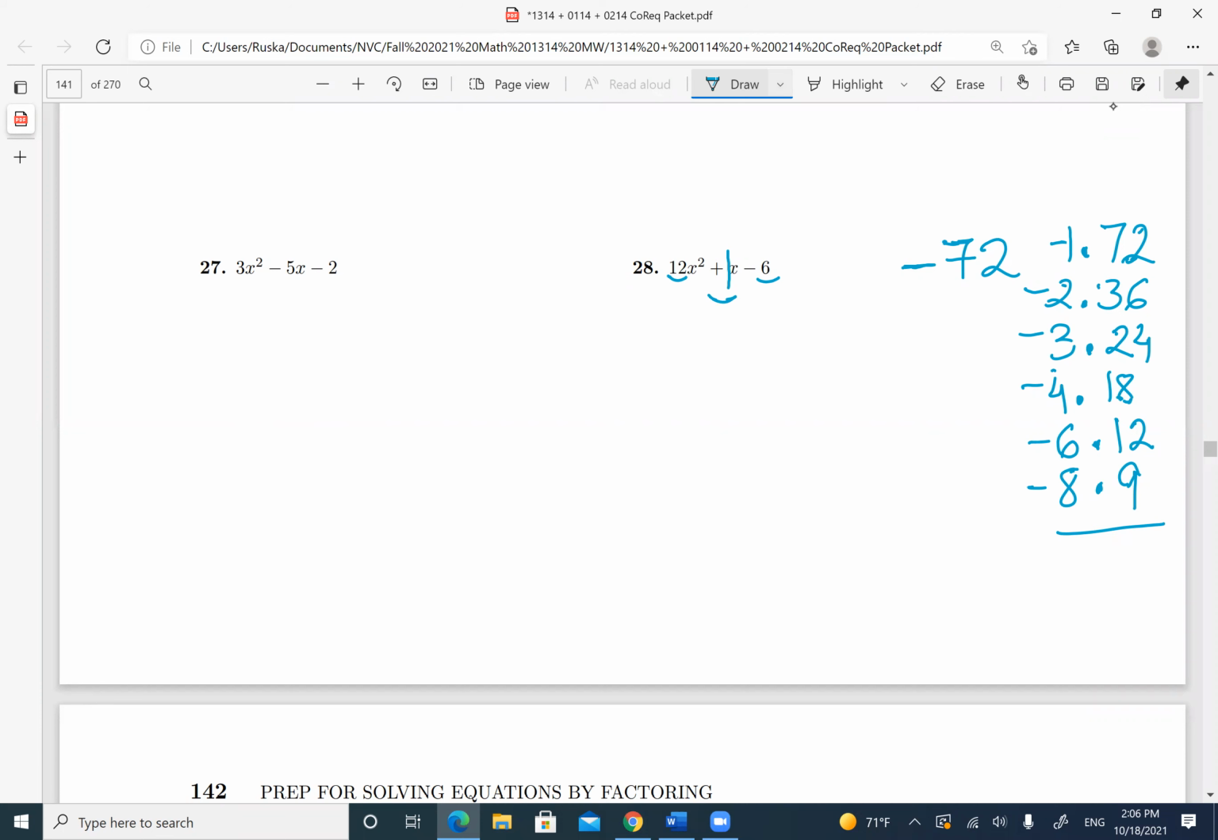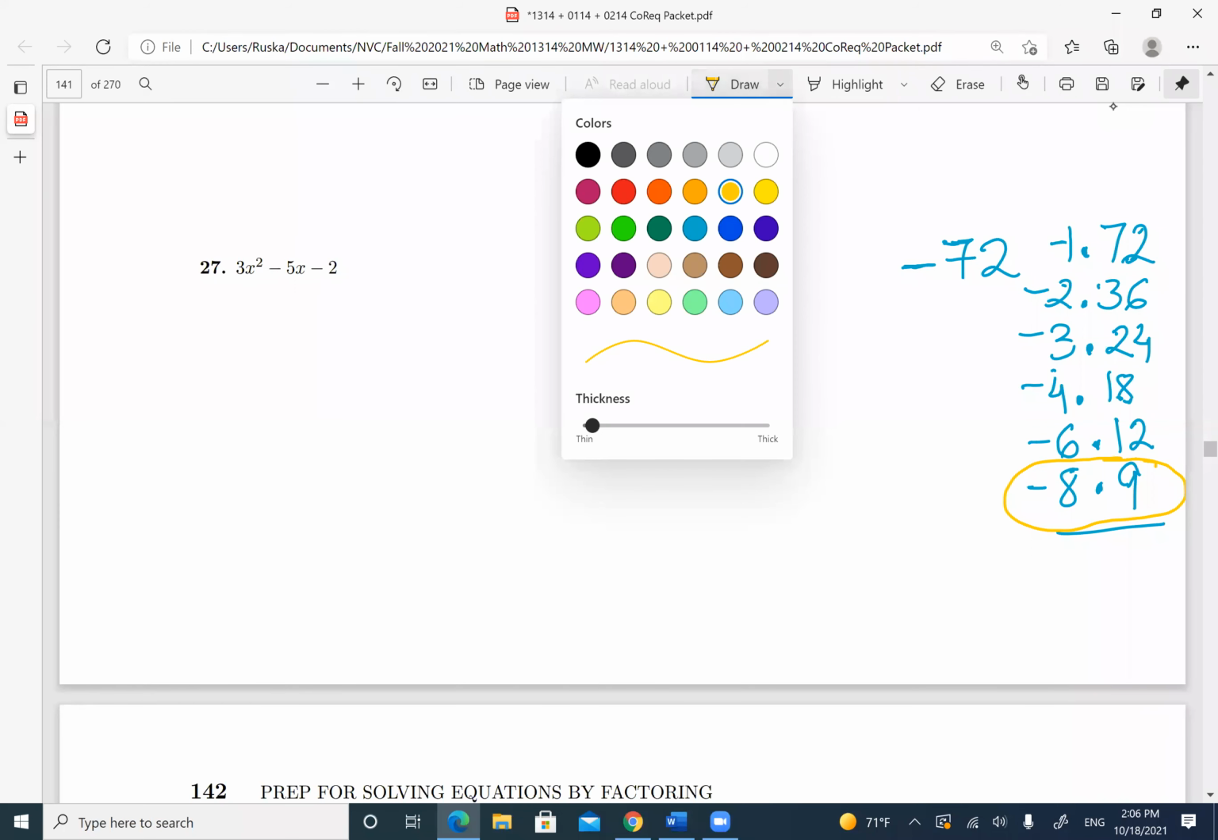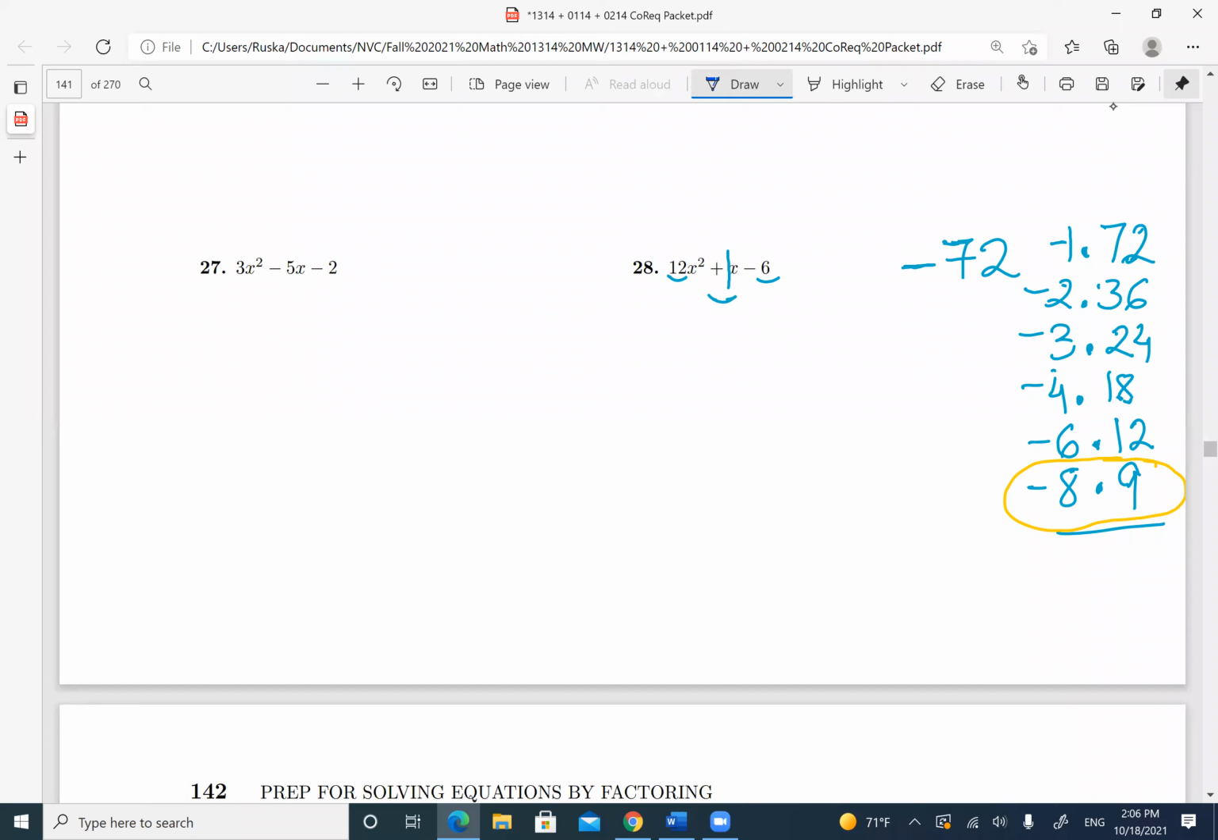Now, which one of those are my magic numbers? Which add up to positive 1? The last two, right? Okay, and then from here, I'm gonna put X next to the numbers, and I'm gonna divide by 12, because I multiplied by 12. So I have X minus 8 over 12. This is the only thing if you do the shortcut, don't forget to divide by the first number. And X plus 9 over 12.